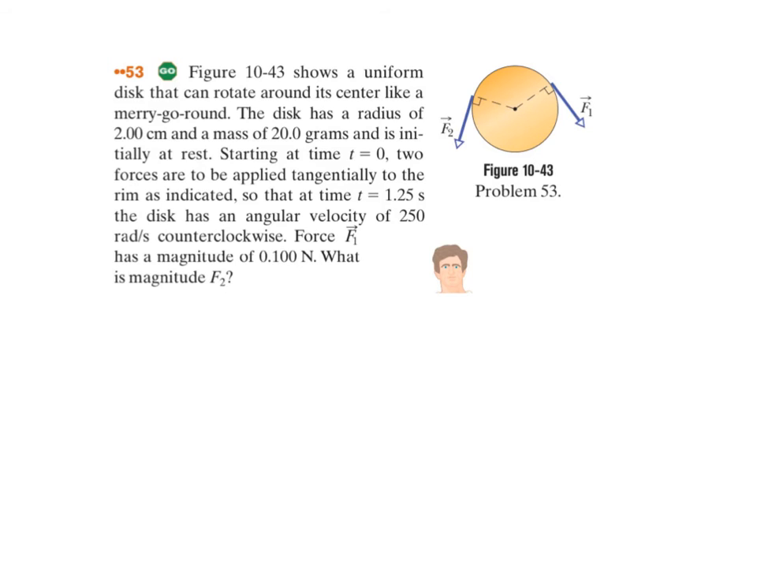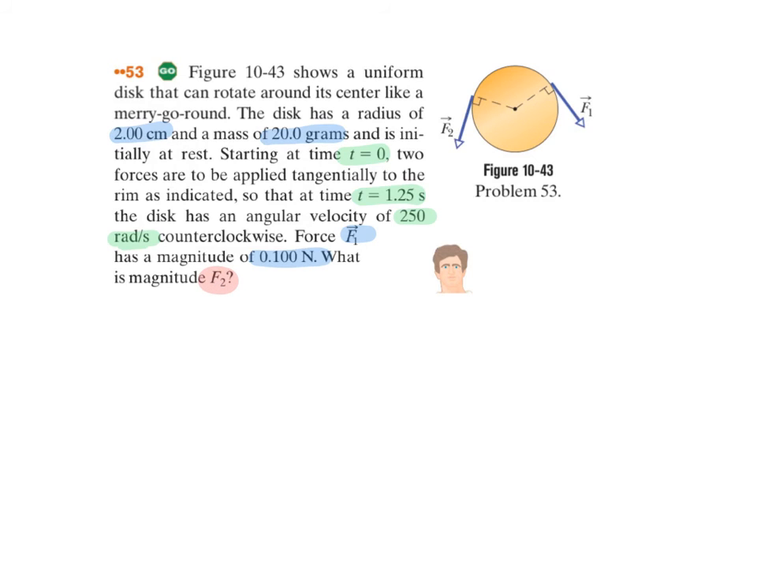So here's the thing. Let's go through what's given in this problem and why it's different. So they're giving us initial time, final time, and then the angular speed. Okay, initial time, final time, angular speed. And then they give us F1's value right there. We know that the radius of the disk is given and the mass of the disk is also given. And our goal in this problem is to determine the value of F2.